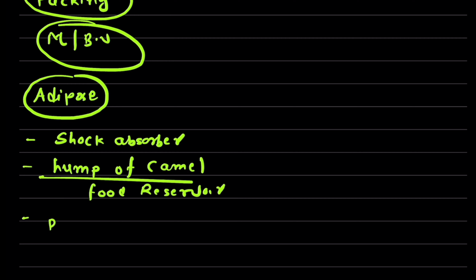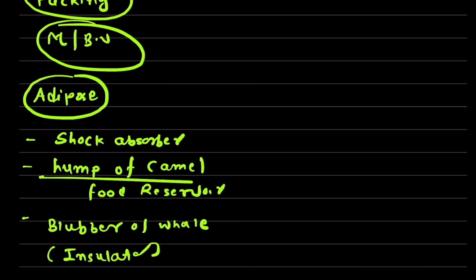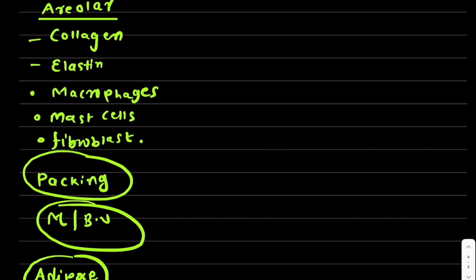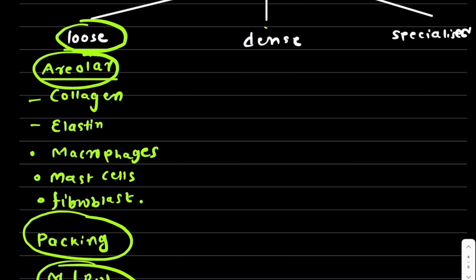Blubber of whale and act as an insulator as well. Third one, this is the areolar tissue and adipose tissue under loose connective tissue.